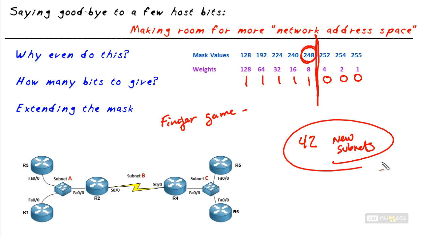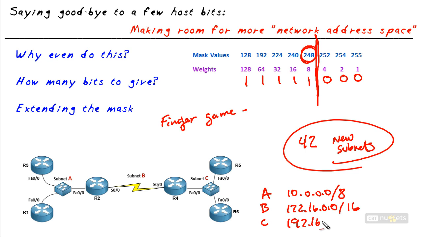And the cool thing is this. This concept applies to Class A or Class B or Class C addresses, because maybe you have a 10 network that's starting with an 8-bit mask, or a 172.16 that's starting with a 16-bit mask, or a 192.168. Where the host bits start.